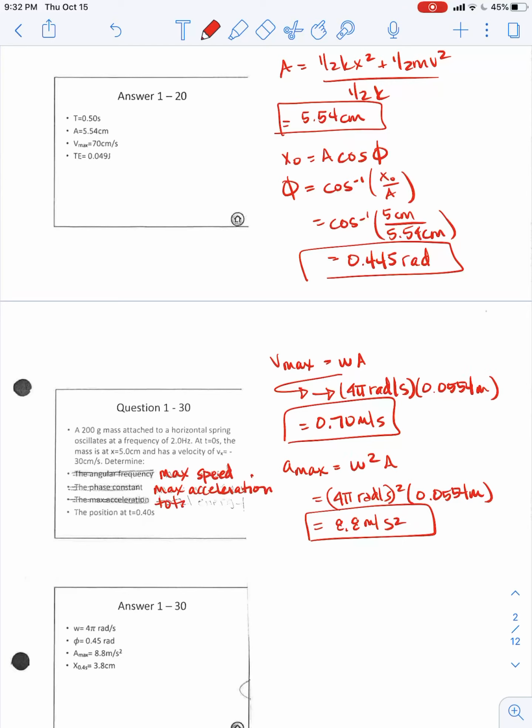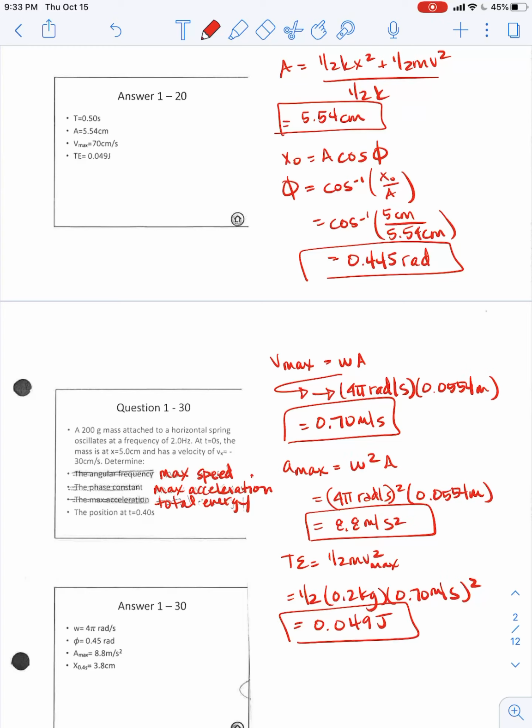And then the last one is supposed to be total energy. So the total energy being 1/2 mv squared, or 1/2 m v max squared. And so you've got 1/2 times that 0.2 kilograms times your maximum velocity, so 0.7 meters per second. And again, another reason why it's good to convert back to meters, because in this case you're going to end up with joules. So joules has to be in meters then.